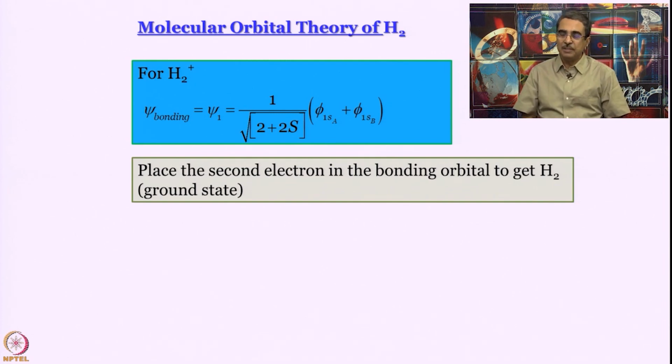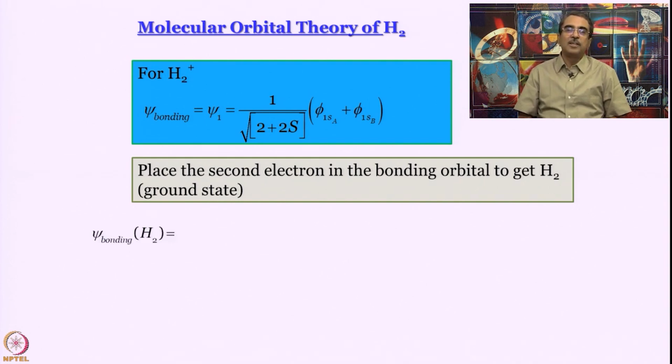Something similar holds, even though it is actually more complicated, but for now it is enough if you understand that, like atomic orbitals, each molecular orbital can also accommodate no more than 2 electrons. So, we will place the second electron in the bonding orbital itself, and that is how we will obtain the ground state of the dihydrogen molecule.